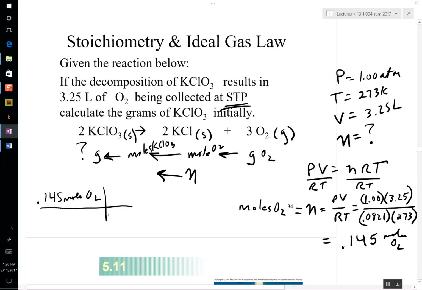Now we bring in our coefficients. You get 2 moles of KClO3 for every 3 moles of oxygen.